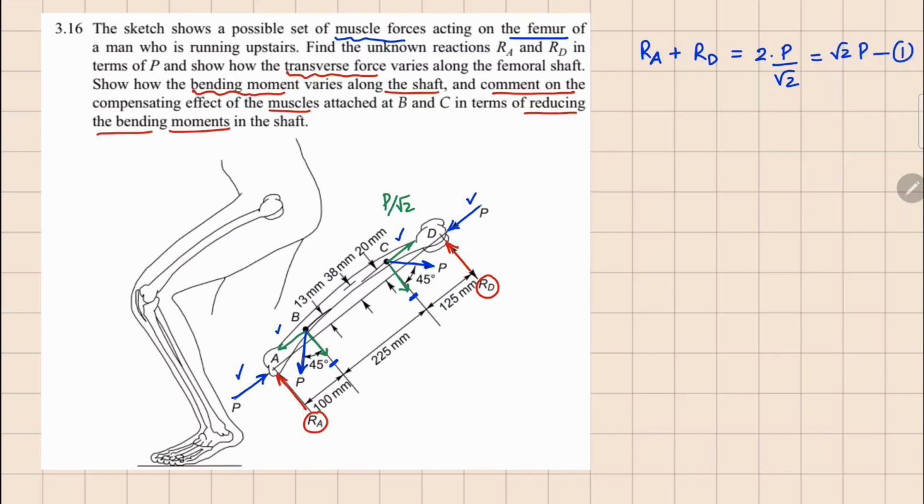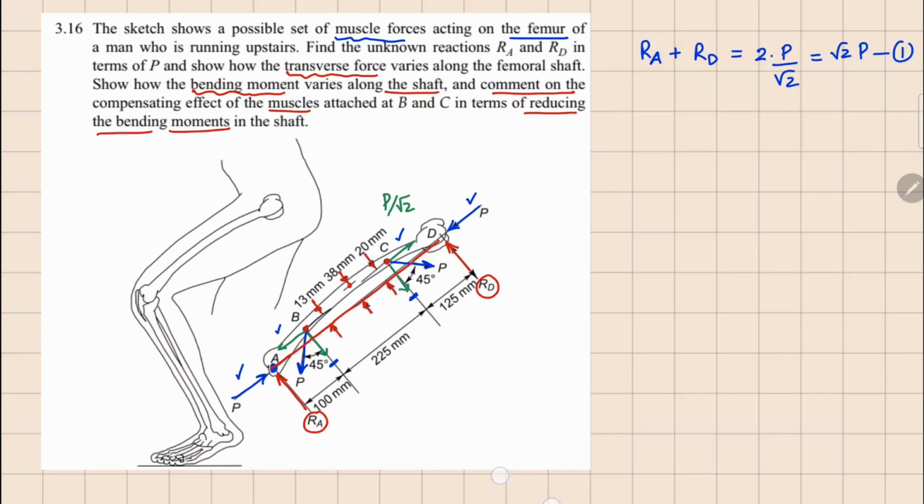So this is the first equation we have, and in the second equation we can take moment about this point A. Now for this moment we need to understand that when we are drawing this bone, these points, point B, point C, and this one right here, are not following the baseline. This one is at a distance of 13 millimeters in the transverse direction, this is 38, and this one is 20 millimeters.